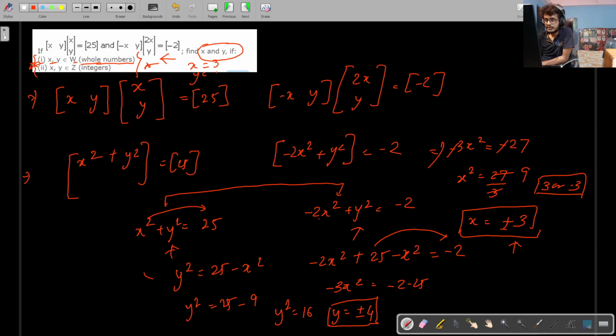3 and 4, correct. So for the first case, x will be 3, y will be equal to 4. Now x and y are integers. So what will be the value of x and y when x and y are integers? Integers is any positive or negative number. Plus minus 3, plus minus 4. Exactly. So integers can be negative as well.